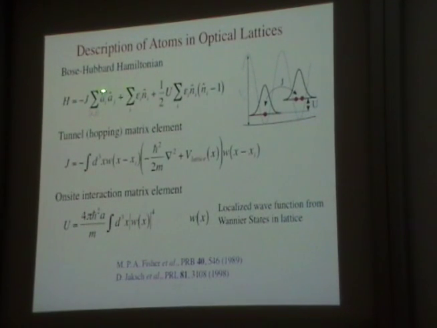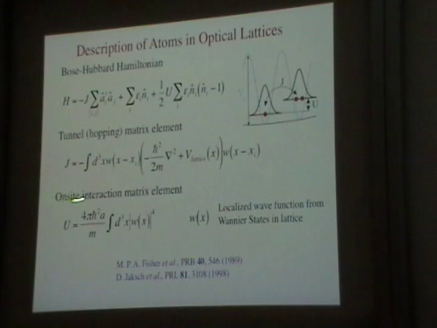The appropriate description, or the one that seems to work best for optical lattices, is this so-called Bose-Hubbard model, where you have a term which describes the hopping from one lattice site to the other lattice site. And you have a term which describes the interactions of atoms in a particular lattice site, parameterized by this index i. And then there's also a term which you can stick in, which describes the variation of the height or energy of a lattice site due to the curvature of the overall trapping potential here.